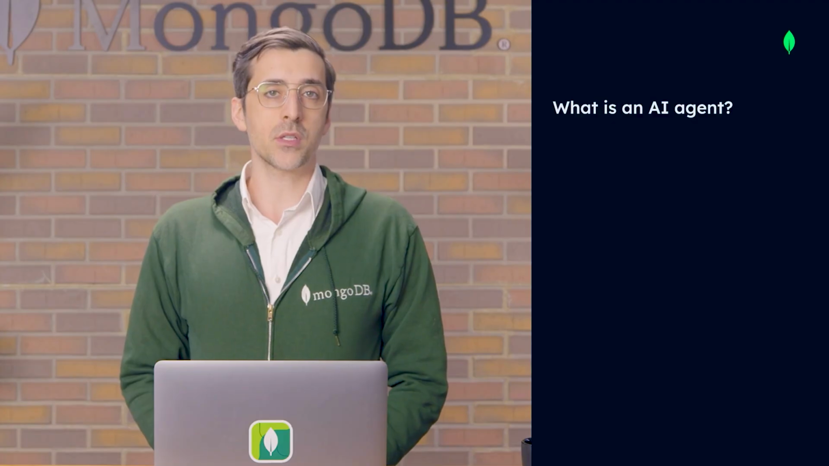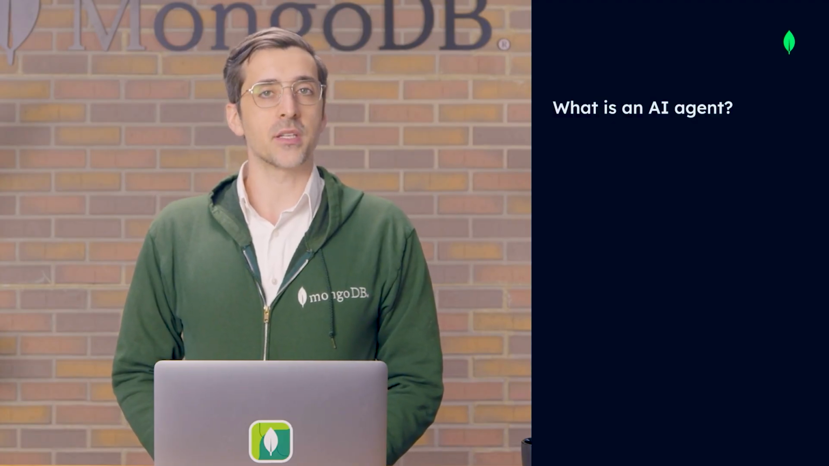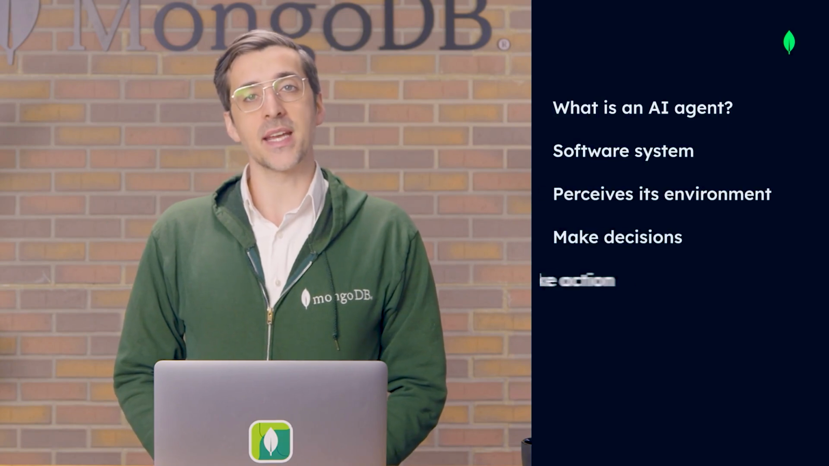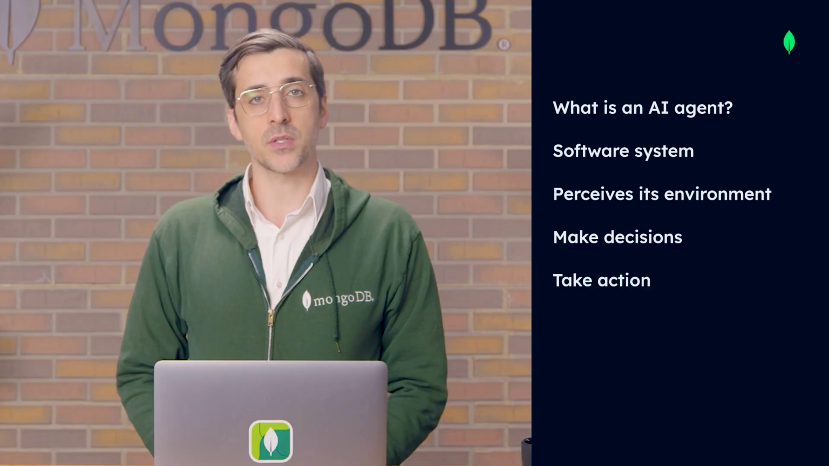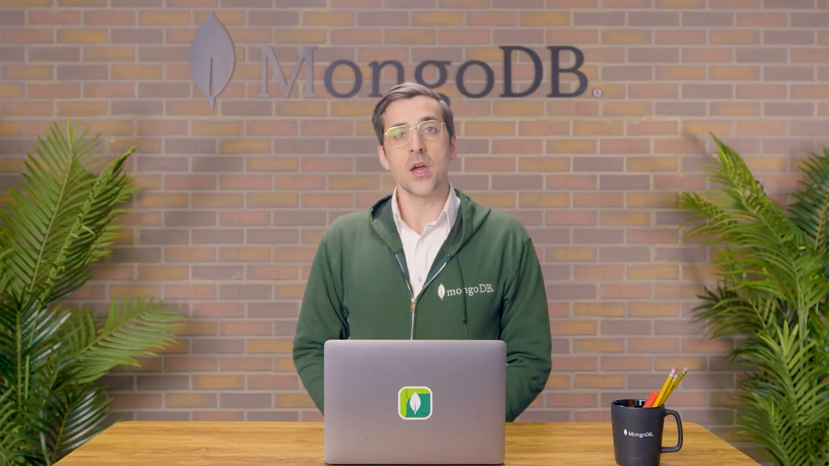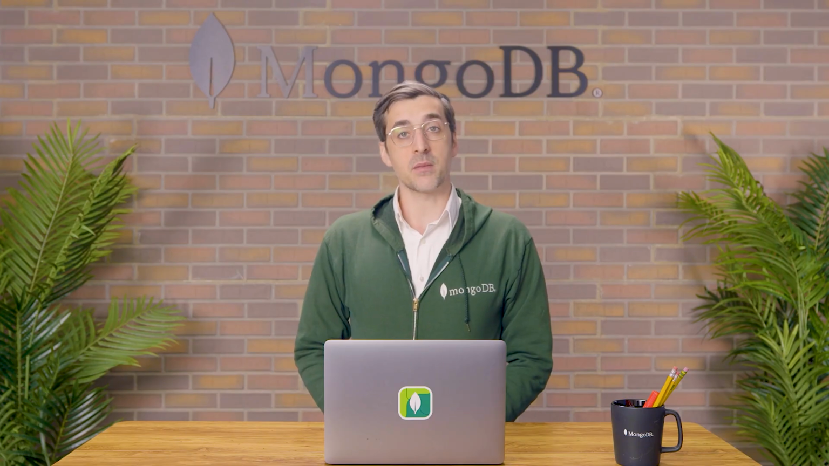So, what is an AI agent? If you search across the web, you'll find that definitions vary. At its core, an agent is a software system that can perceive its environment, make decisions, and take actions to achieve specific goals. AI agents stand out because of three critical capabilities: reasoning, tool use, and memory.